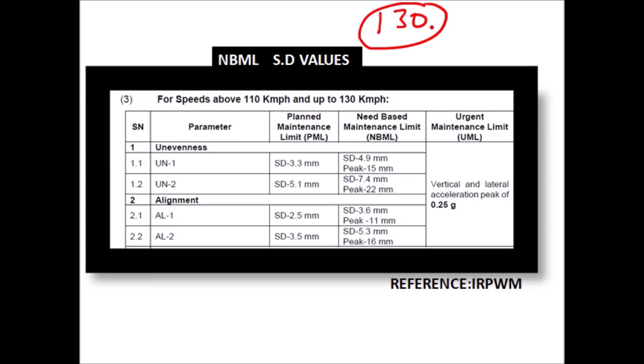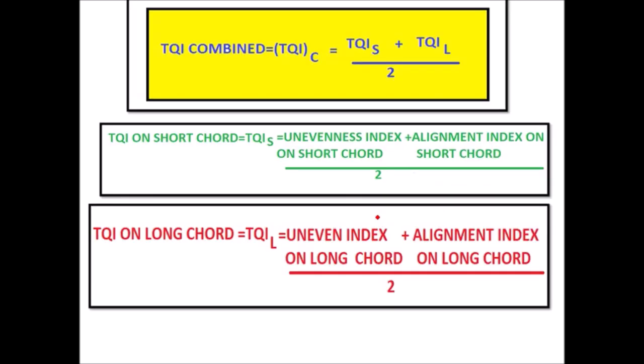Okay, NB is the need based maintenance limit, right? So let us say I am assuming 130 km speed; for 100 also it is there, 110 also, 130 also. So for a given speed, these are NBML limits. Given that, for short chord it is 4.9, this is NB. And for long chord unevenness it is NB, right? Similarly for alignment, this is NB and this is NB. Okay, I hope all the things were clear to you, right?